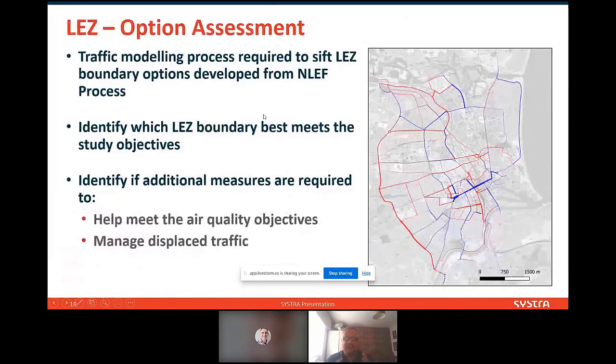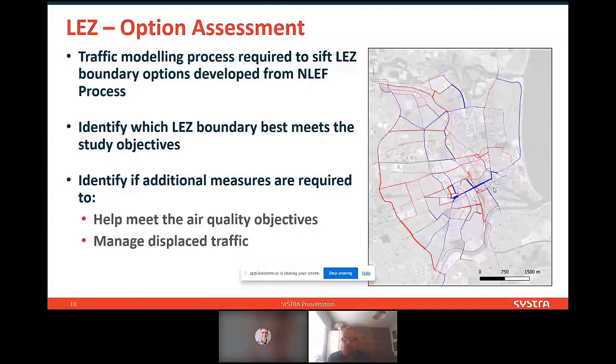In terms of an assessment of the LEZ, we needed the model. As I showed in the previous slide, we sifted different boundary options that came from the NLEF process, and we identified which boundaries best met the study objectives. This image on the right is a flow plot showing where traffic levels have gone up and where they have gone down. This is pulling outputs from the model and putting them in GIS, which I think is going to be covered in the next workshop next week.